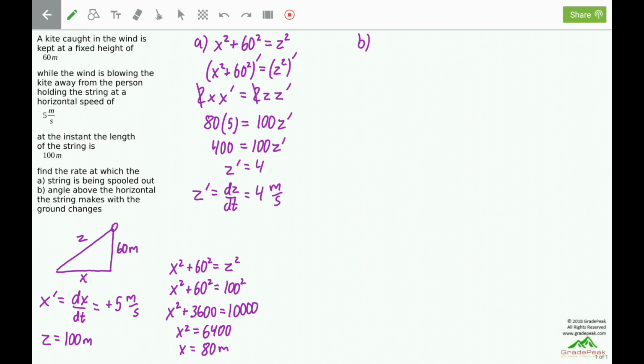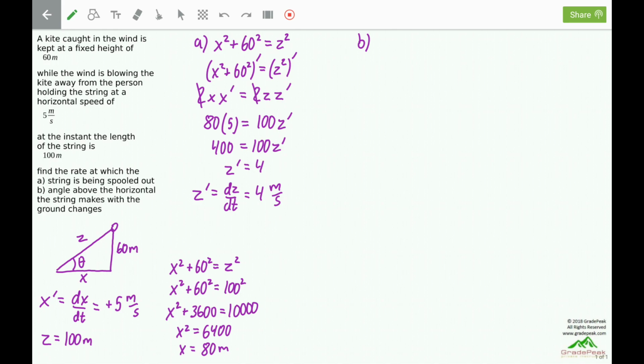For part B, we want to find the rate at which the angle above the horizontal the string makes with the ground changes. So we want to look at how the angle of the string to the ground, let's label that on our picture as theta. That'll be there. We want to find the rate with which that changes. Theta prime, that'll be called. To find theta prime, you need to relate theta to one of the rates that we know. We're given x prime and we just found z prime, so we could relate it to either of those. It works out either way.